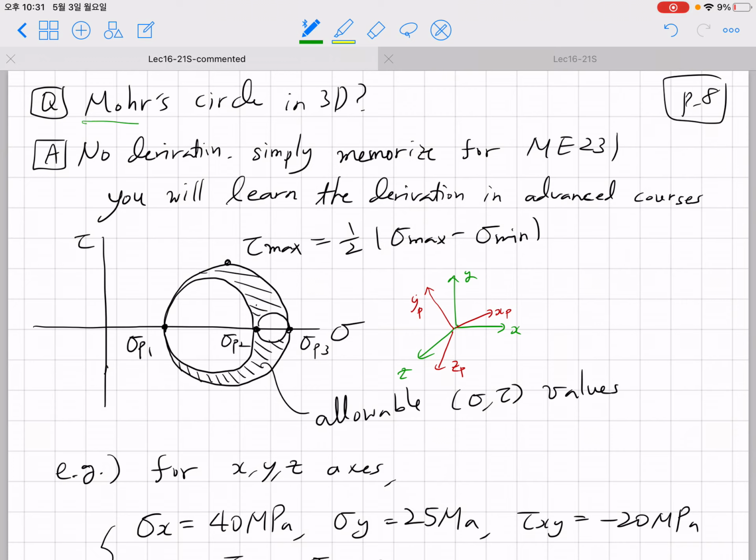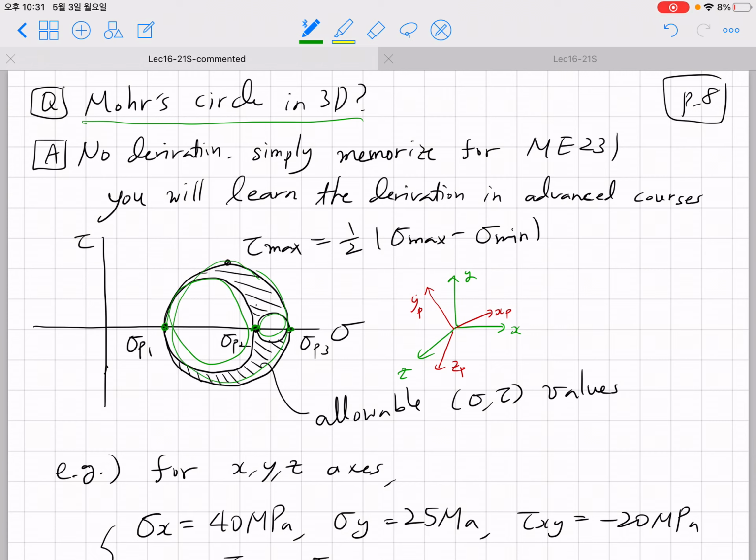So can we have a Mohr circle in 3D? Yes, there is some special way to memorize the three-dimensional stress state transformation. However, it's out of scope of this course. But I can tell you some outcome of this 3D Mohr circle. What you're gonna see here is that after finding three principal stresses, sigma P1, sigma P2, and sigma P3, you can define three circles: first circle, second circle, and third circle.